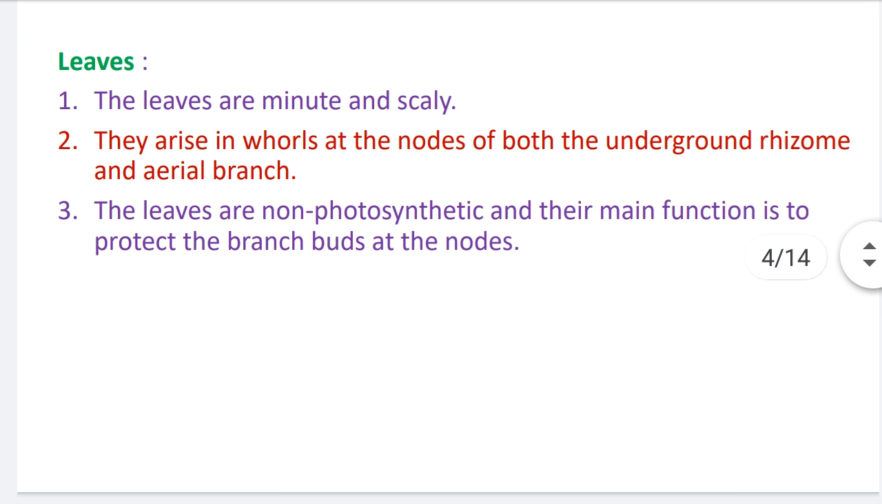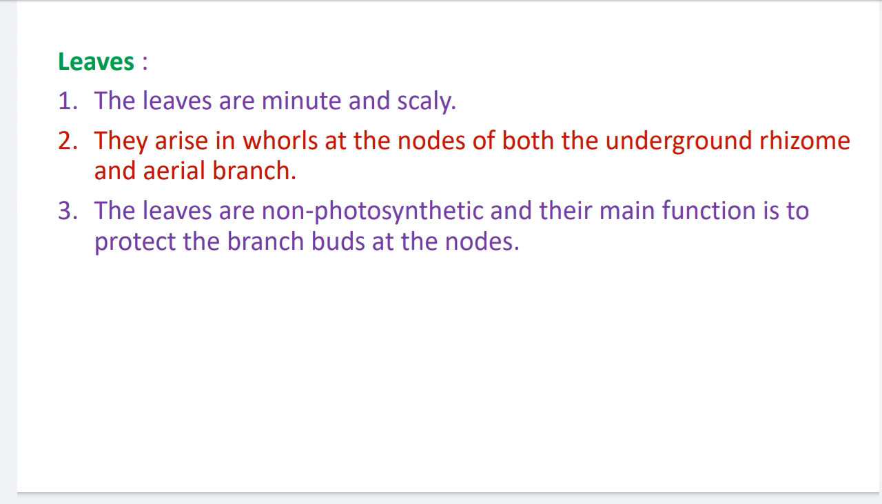Then leaves of the Equisetum. As you know, the underground rhizome and aerial shoots are covered by small leaves at the nodal region. Number 1, the leaves are minute and scaly. Number 2, they arise in whorls. Whorl means all leaves are coming from a single point. Such leaf arrangement is called whorled arrangement. They arise in whorls at the nodes of both the underground rhizome and aerial branches.